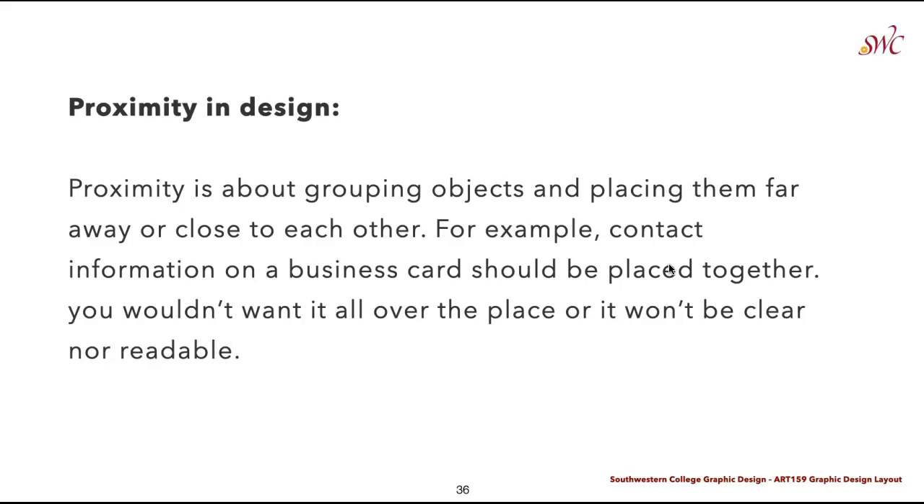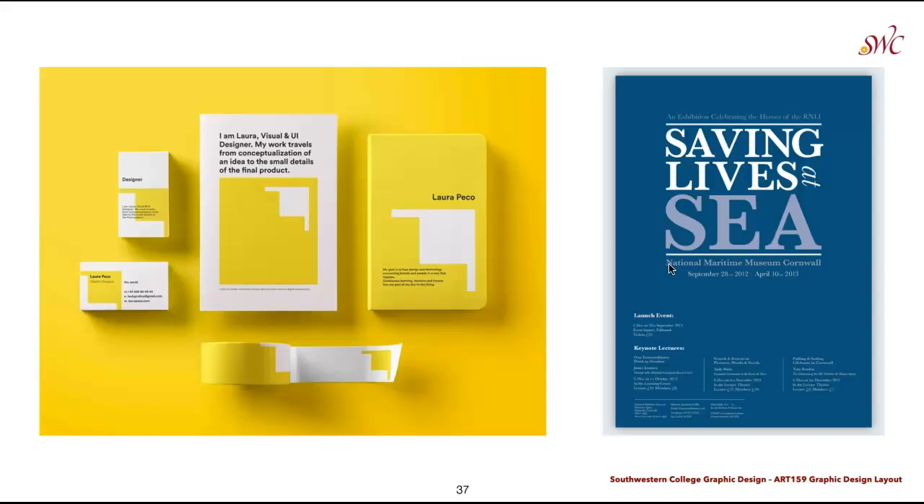Proximity is about grouping objects and placing them either far away or close to each other to create different sorts of relationships. For example, contact information on a business card should all be placed together. You wouldn't want to look all over for the individual's name, phone number, email, and so forth. You'd want to keep all that contact information together so that when they are ready to reach out, they can do that effectively. And we can see that used in many examples of design, right?